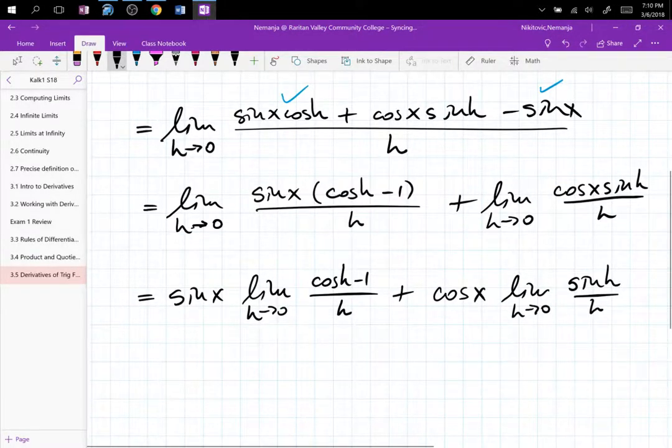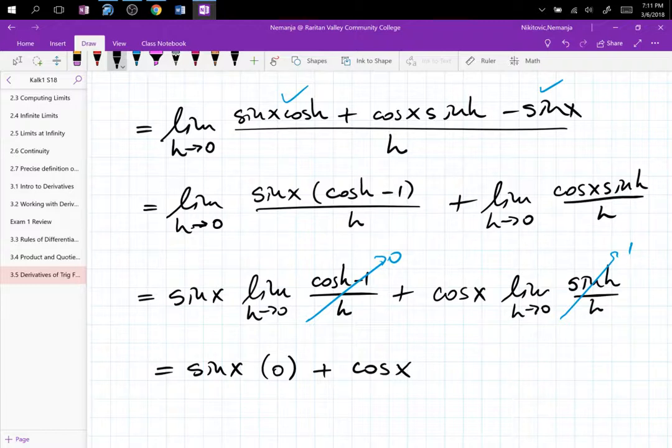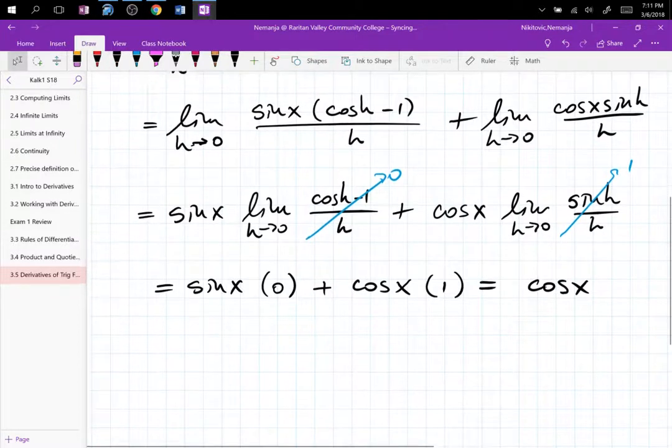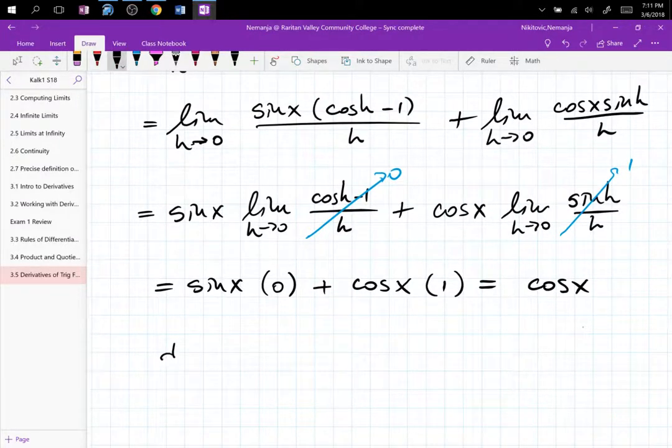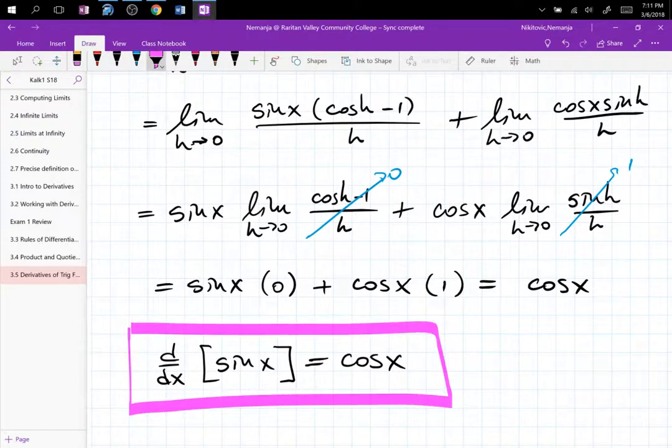Now the limit rules told us earlier that this is equal to 0 and this is equal to 1. So I have sine x times 0 plus cosine x times 1, and we just have cosine x. So what we've seen from this limit is that the derivative of sine x is cosine x. One down, 5 to go.